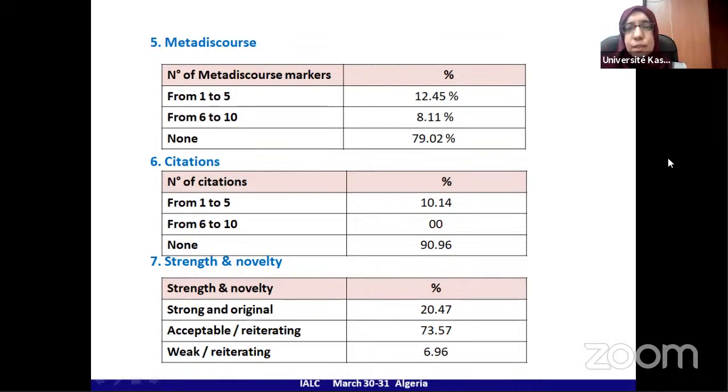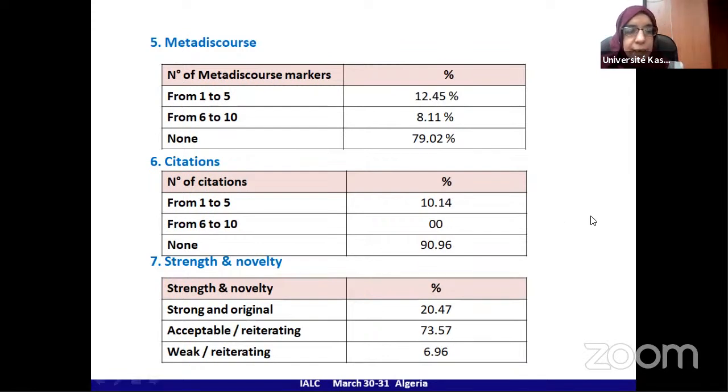The use of citations, well, we have 90.96% of the abstracts do not contain citations. Yes, and this is very, well, it tells a lot. From 1 to 5 citations appear in 10.14%, and abstracts with, well, from 6 to 10 citations, there is no abstract with this feature.